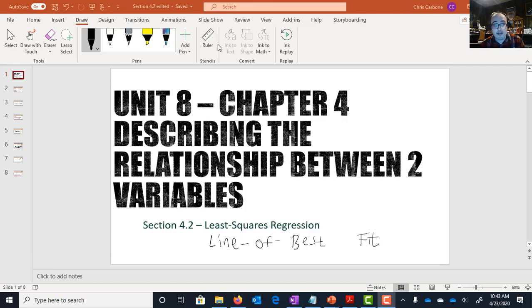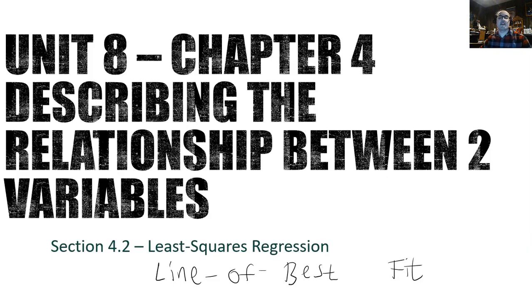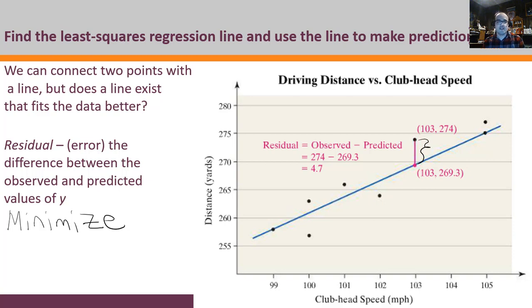Hello class. I wanted to go over the section 4.2 least squares regression line that I was unable to get to, also known as the line of best fit. So for this, we want to find the least squares regression line and use that line to make predictions.